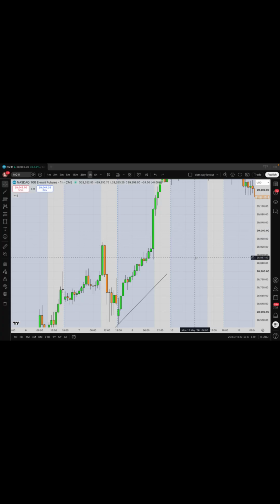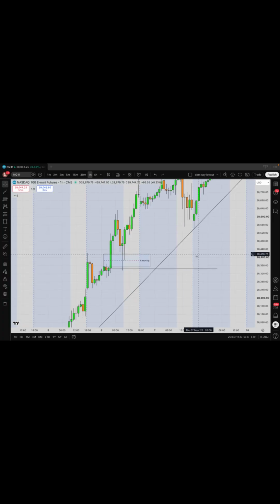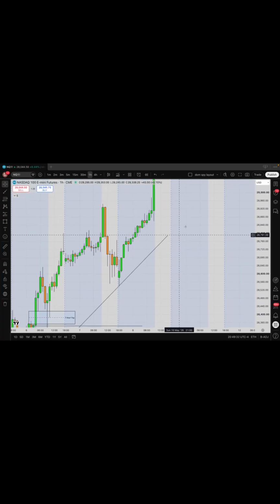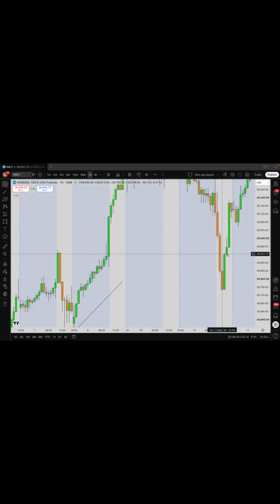So good FVGs, you're looking for strong displacement, right here. A large candle. This is a large candle. Break of structure. You broke structure. And a clear trend, which we have a clear trend. So bad FVGs, again, would be tiny candles.